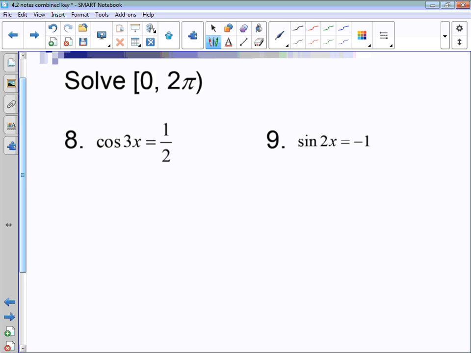All right, guys, let's do 8 together. This one has a 3, so that's probably 6 answers. Okay, first one. Arun is diving in. He says pi over 3, and 5 pi over 3.